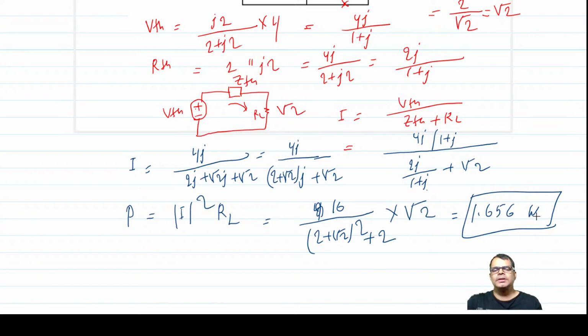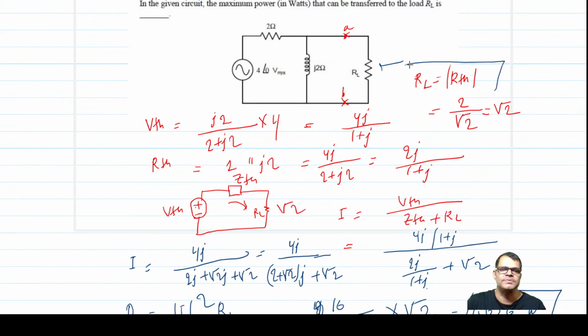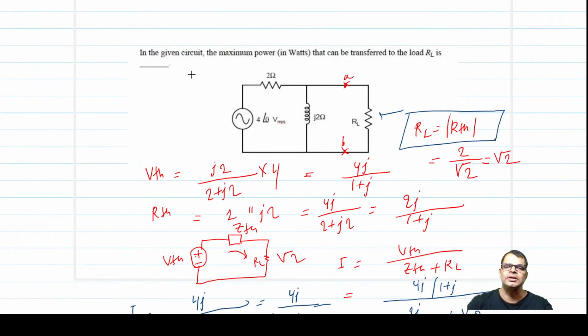Here, very simple. Because we need to find the source impedance, we first found the Thevenin impedance. We got the source impedance. Then we needed the source voltage, so VTH. Then we know that it is only a resistive load here. For only resistive load, for maximum power transfer, the condition we have just learned is that RL is equal to the magnitude of ZS, that is RTH, which is root 2. Then find the current, and the magnitude squared into RL.